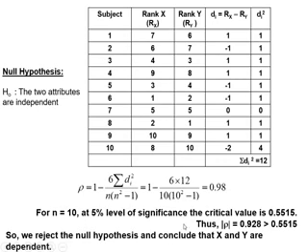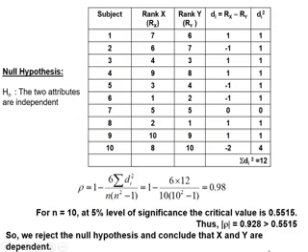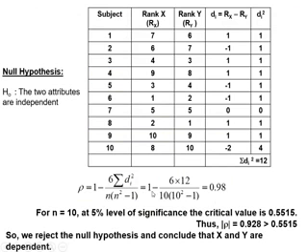For n equal to 10 at 5% level of significance, the critical value is 0.5515. So there is a table from where we get the critical values. At 5% level of significance, for n equal to 10, the corresponding critical value is 0.5515. If there are 12 pairs, then we will go with the corresponding value in the table. So if your calculated rho exceeds the critical value, then it is significant.